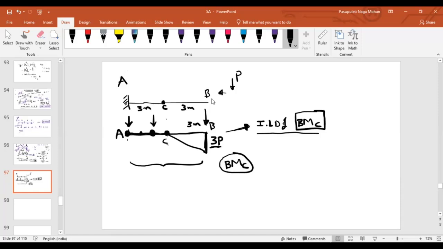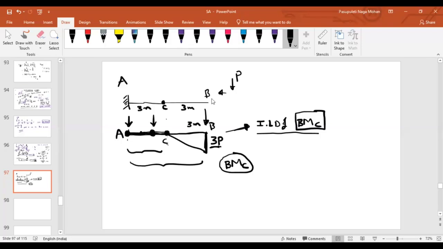As you see in this diagram from A to C, there is no ordinate. That means bending moment at C is 0. That means if your load is occupied in this position A to C, there won't be any bending moment at point C.